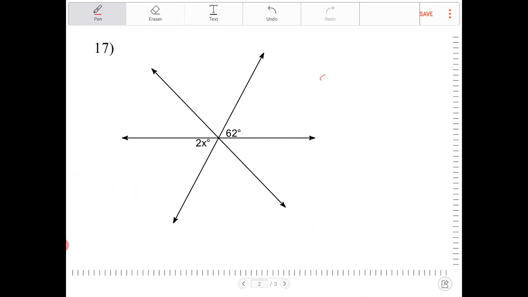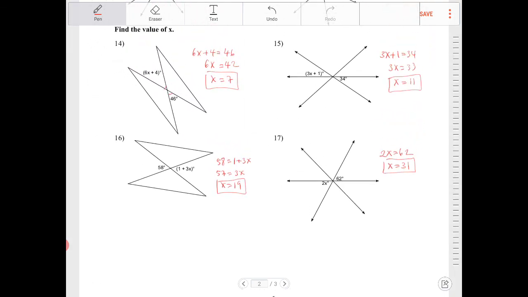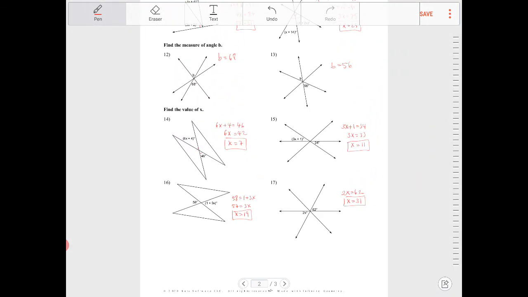Again, more vertical angles. 2x is equal to 62. Divide by 2, x is equal to, excuse me, that was my phone. Divide both sides by 2, I get 31. Okay, and I believe that's it.